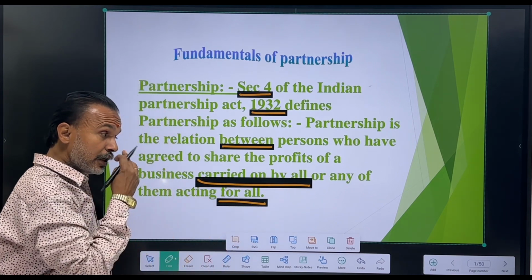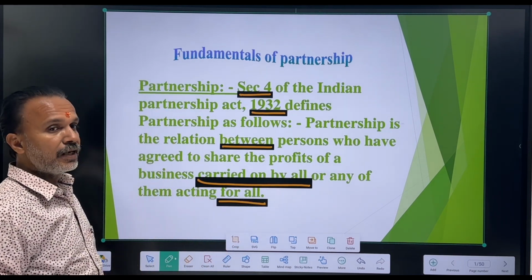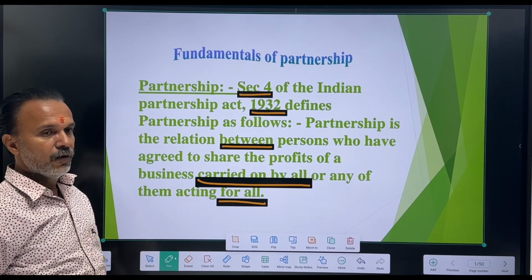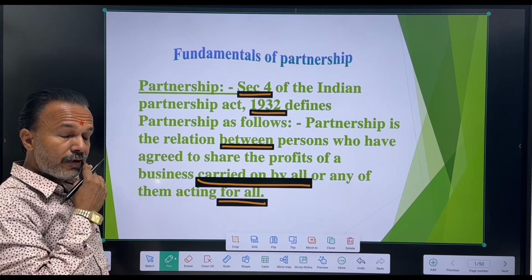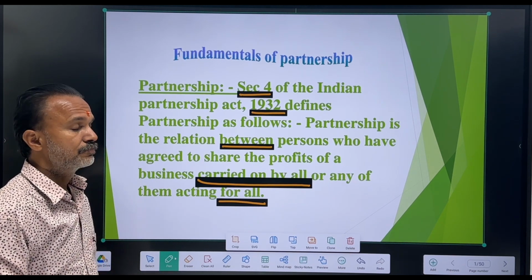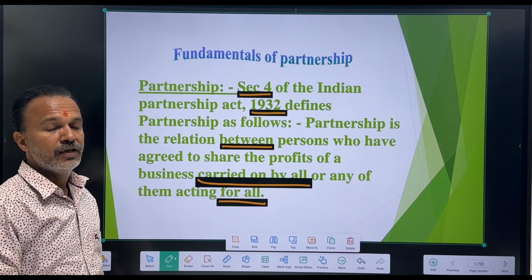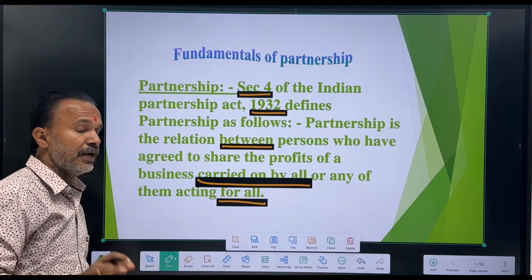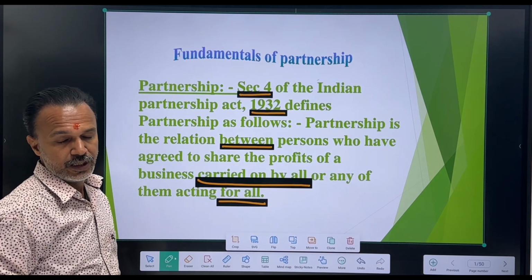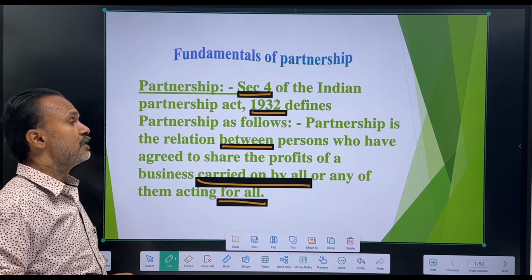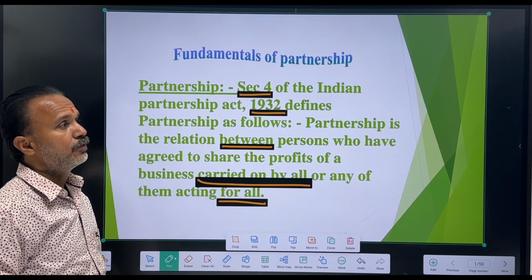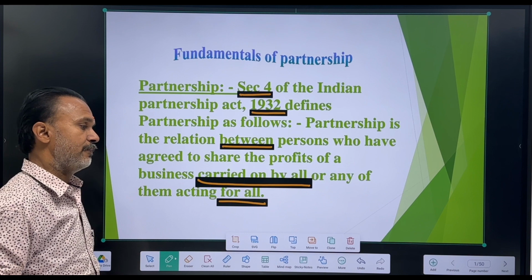It means it is not essential that every partner take active part in the business. Business may be run by all the partners or any one partner can participate in the management of business. Both the things will be applicable. All the partners can actively participate in the management of business, or business may be run by only one partner. This definition is given by Indian Partnership Act 1932, Section 4.